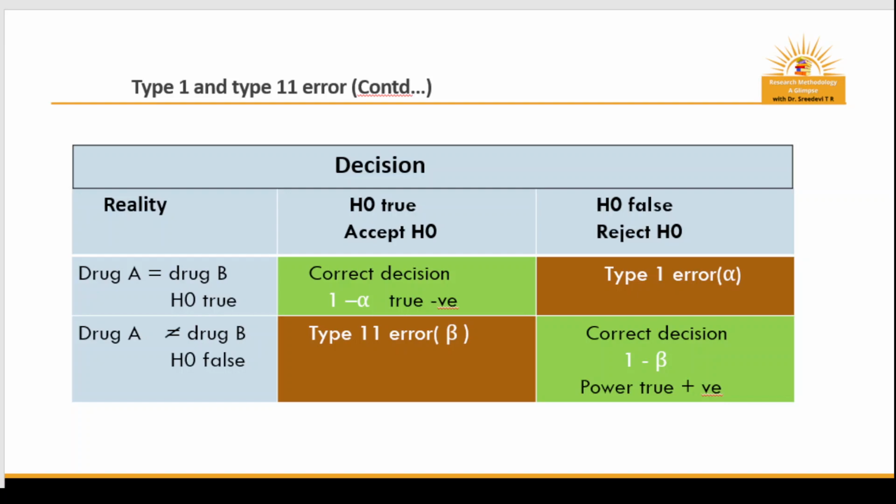Hope it is clear with these examples. Type 1 and type 2 error cannot be avoided entirely. Increasing the sample size can lessen these type of statistical errors.